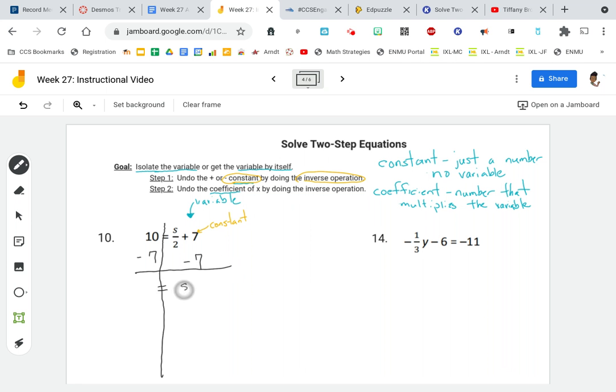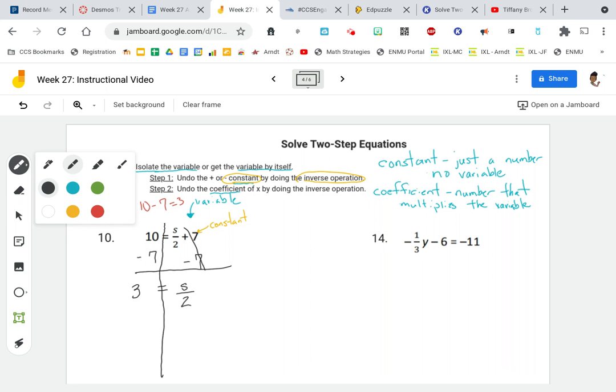Well, I have S over 2, and 7 minus 7 is 0. Let me look on the other side. On the other side, I have 10 minus 7. And 10 minus 7 is 3. So that's going to be 3. So now our new equation says 3 equals S divided by 2.